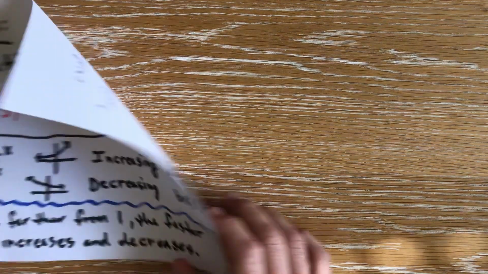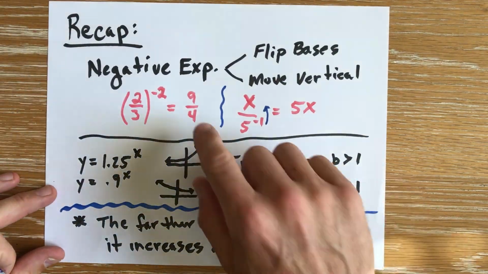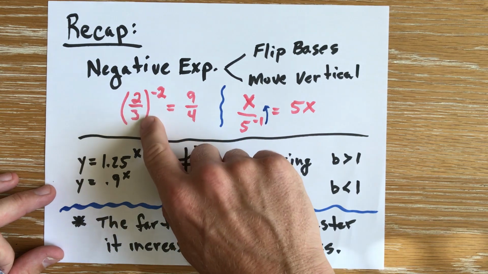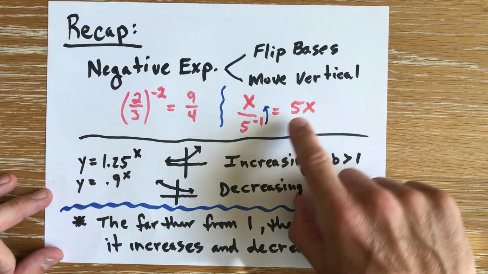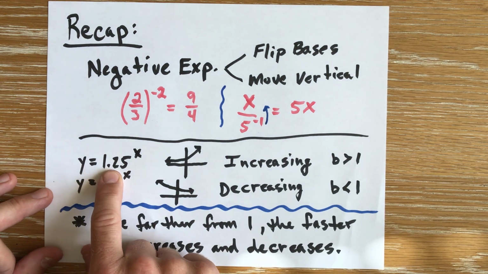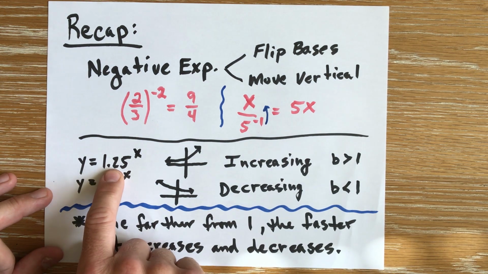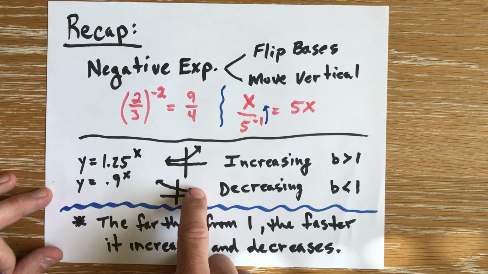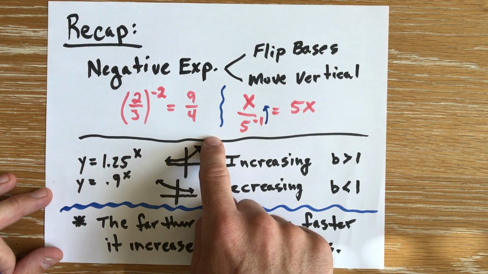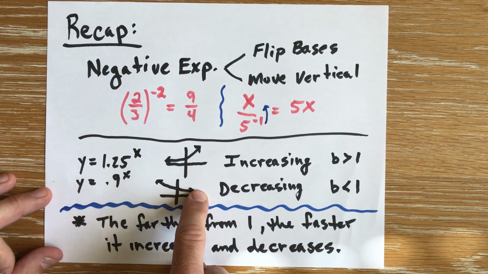So to recap what we've talked about, negative exponents, things to think about with those, we can make them positive and easier to work with by flipping the base or taking the reciprocal, or we can move them vertically to make them positive and easier to work with. Or when we're talking about multipliers and exponential equations, if they're greater than 1, the graph's going to increase. If they're less than 1, they're going to decrease. The ones that increase are like an airplane taking off. The ones that decrease are like an airplane coming in for landing.